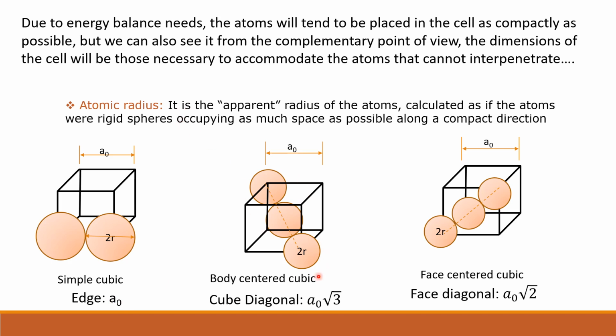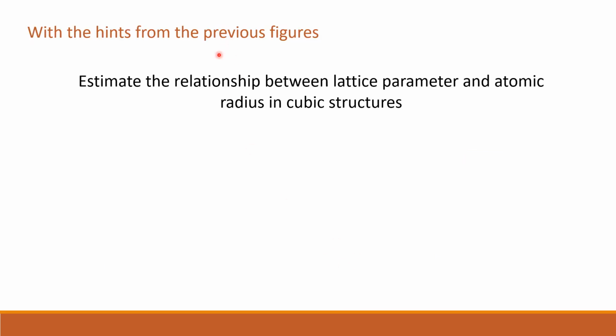In the case of the BCC, the most compact direction is the one joining two atoms in the corners and the central atom, the cube diagonal. In the case of face-centered cubic, of course, it is also a diagonal, but not the cube diagonal, but the face diagonal. That's the difference. Here is this part, or this, or this. However, in the body-centered cubic, you have it from this corner to this opposite corner. Okay. With the hints, estimate the relationship between the lattice parameter and atomic radius in all cubic structures.